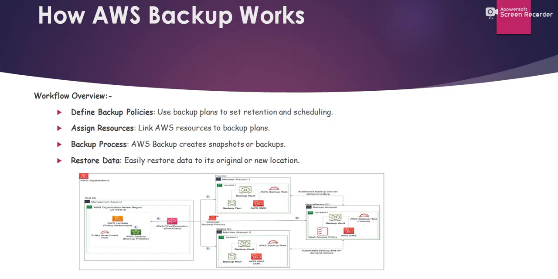Here's how AWS Backup works. First, you define backup plans with schedules and retention rules. Then, you assign resources to these plans. AWS Backup takes care of creating backups automatically, which you can restore to either the original or a new location when needed. We will explore more in our lab session.